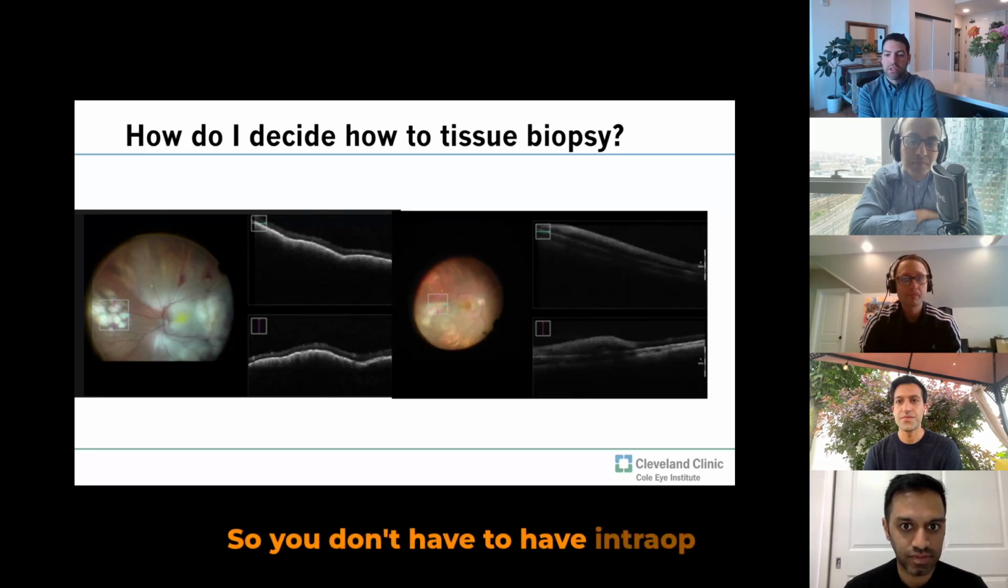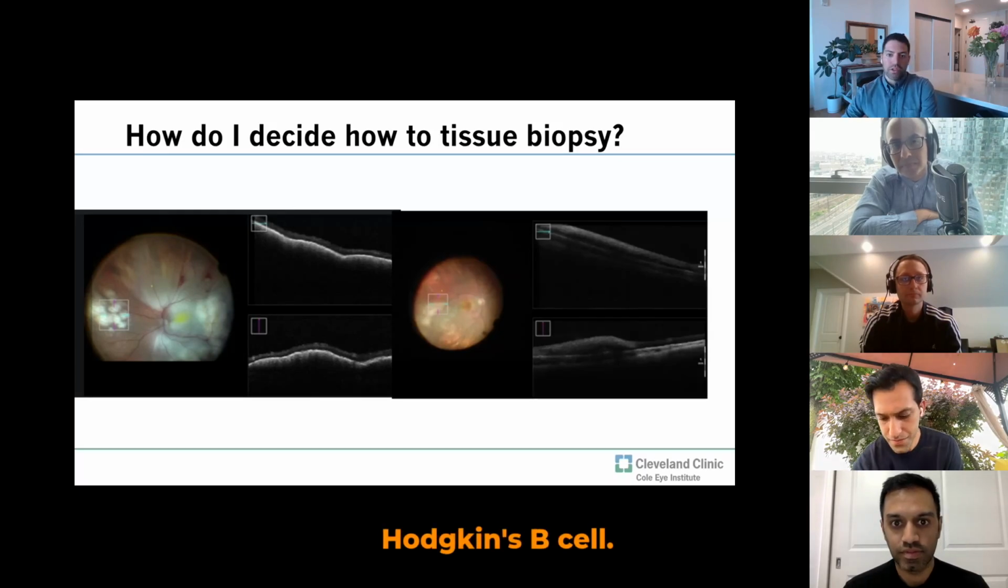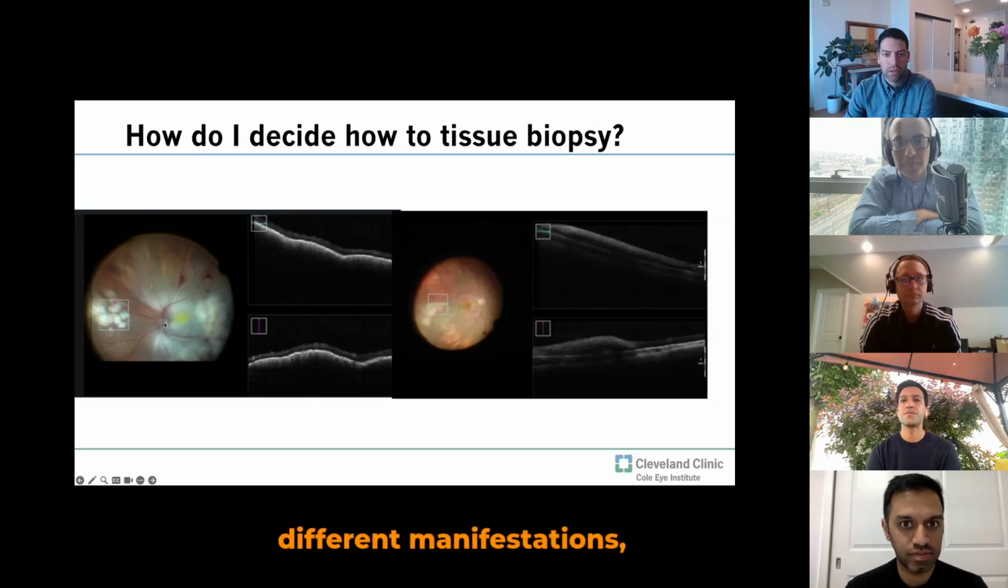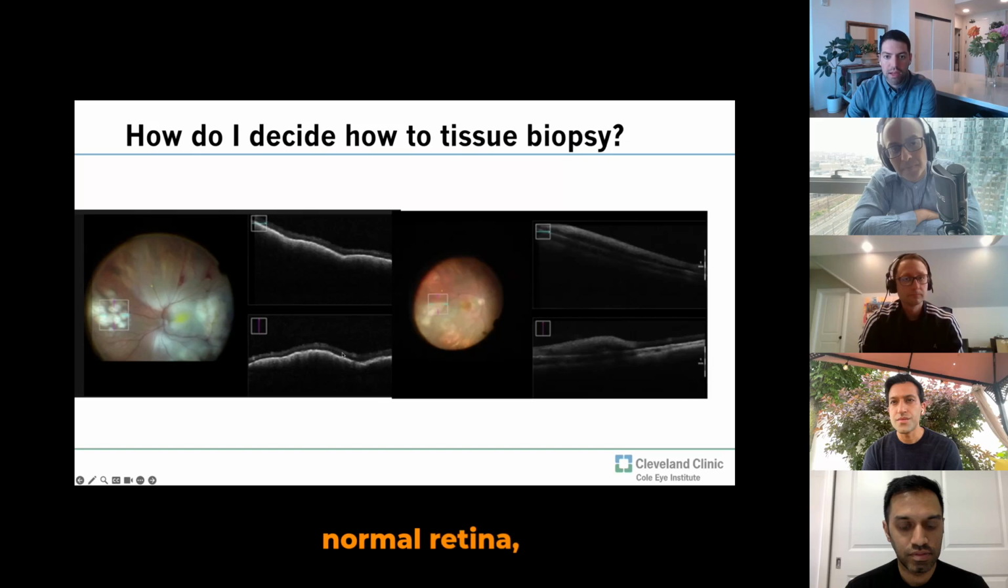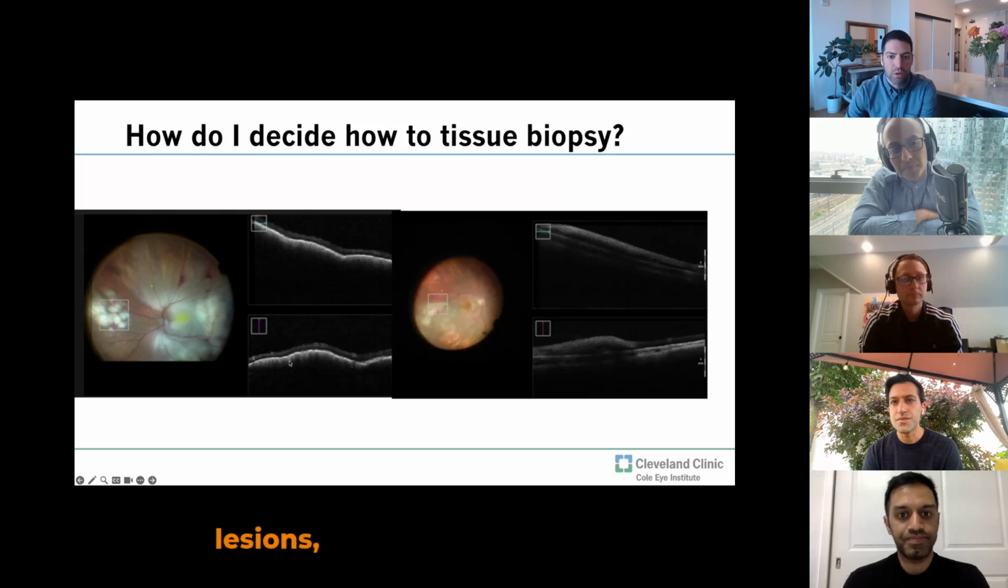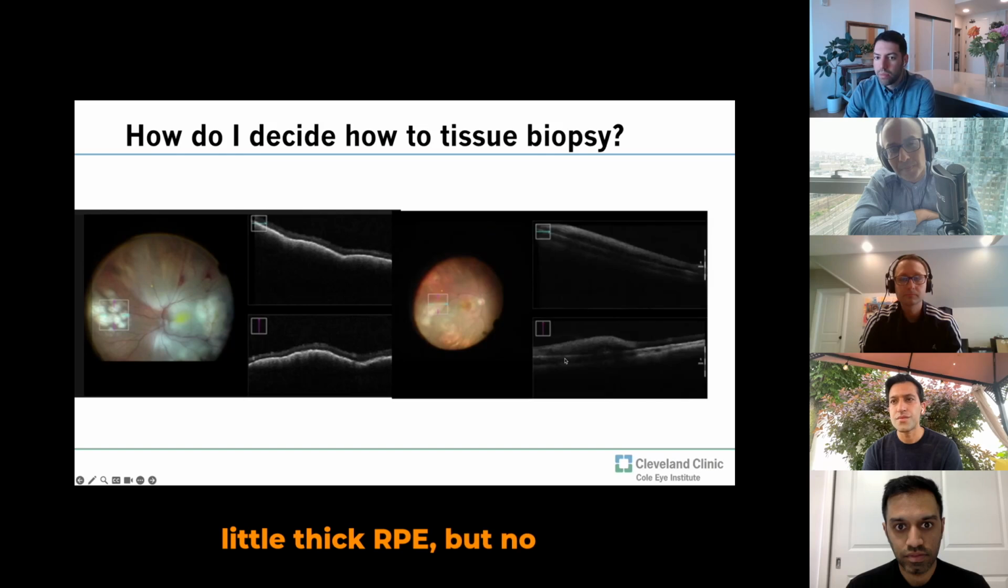So you don't have to have intraop OCT, you can just use your pre-op OCT. And these are both patients that were positive for vitreoretinal lymphoma, non-Hodgkin's B cell. And you can see that they both had different manifestations, right? So the great masquerader, second to syphilis. The patient on the left has a fairly normal retina, some mild hyperreflectivity, but no full thickness lesions, but really has these big sub-RPE, subretinal deposits. And then the patient on the right has a fairly normal choroidal thickness, a little thick RPE, but no sub-RPE lesions, but has a full thickness retina lesion.